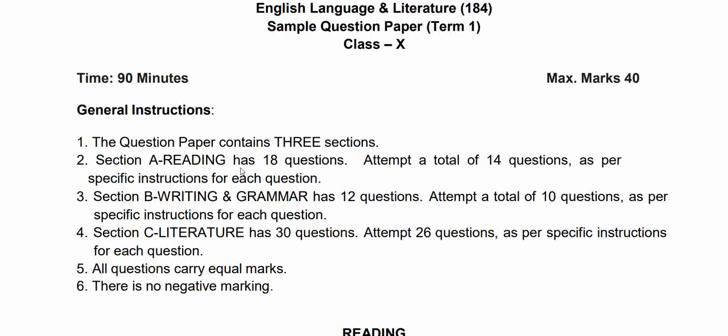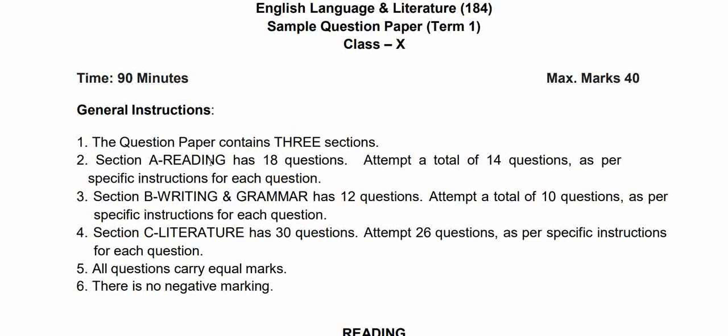Now let me read it out to you so that you have a fair idea of the number of questions given to you and the number of questions that you need to respond to in order to score the marks. The question paper contains 3 sections. This is similar to the previous paper, that is reading, writing, grammar and literature. The 3 sections remain the same. However, the number of questions that you need to attempt and the number of questions that will be given to you have increased.